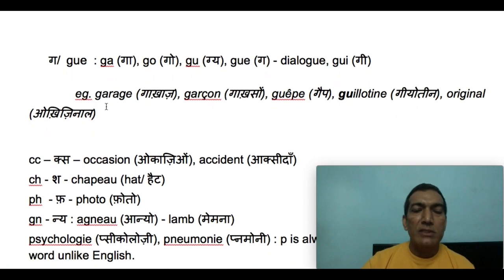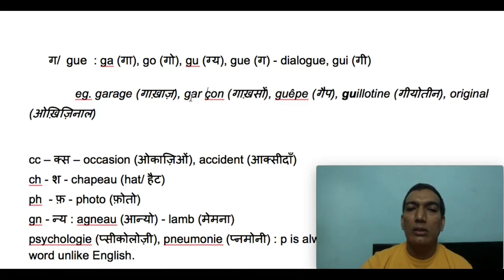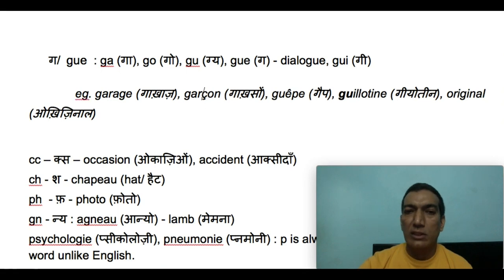Some examples: garage, ga-je. It is a good example because in the same word you can see both of the sounds, ga, je. It means garage as in English. Garçon, which means boy.